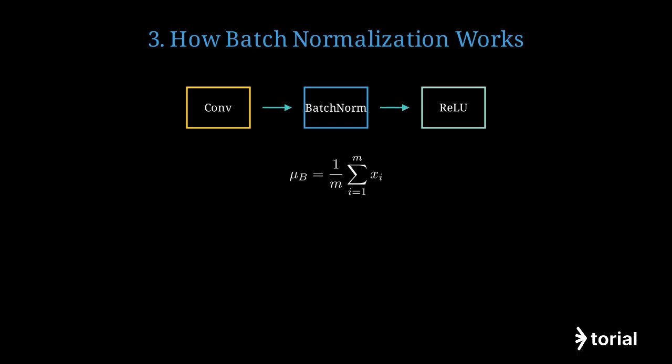First, we compute the mean of the batch by averaging all activations in the current mini-batch. Then we compute the batch variance by measuring how much each activation deviates from the mean. We normalize each activation by subtracting the mean and dividing by the standard deviation, plus a small epsilon for numerical stability. Finally, we apply learnable scale gamma and shift beta parameters, allowing the network to undo normalization if needed.